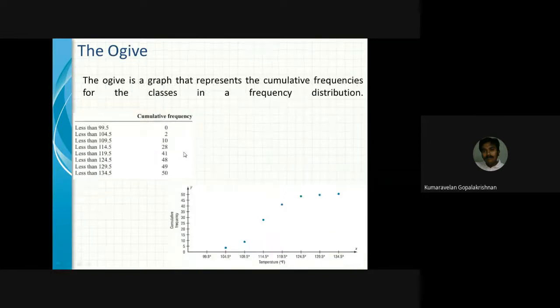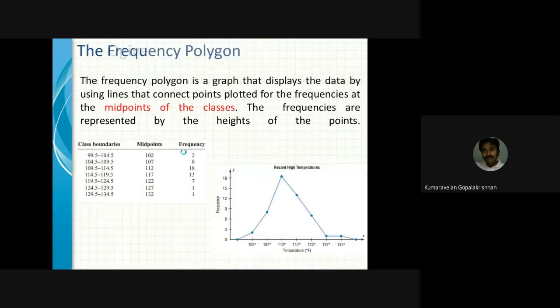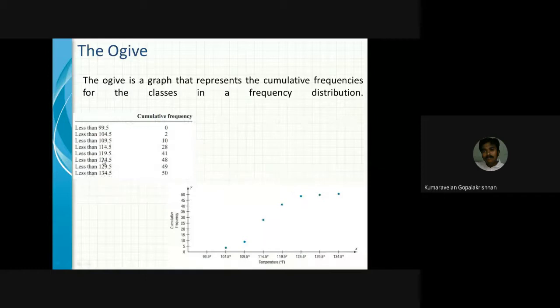So the next representation is the ogive. An ogive is a graphical representation of cumulative frequency, right? So cumulative means, here the data is not cumulative, right? But here the data are in cumulative nature.